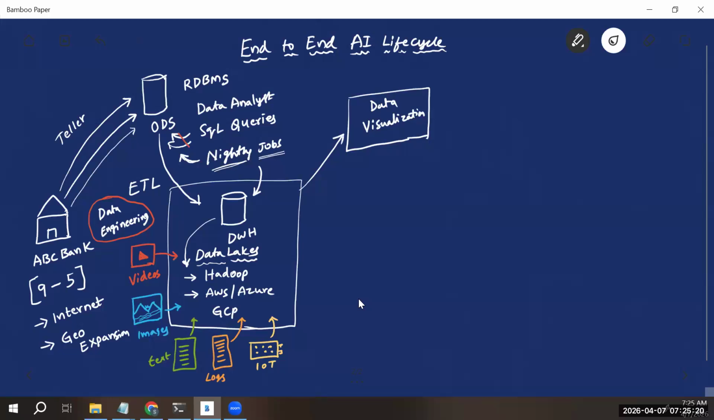Does all this fall under the AI space? Yes, it does. We will understand how the spectrum has changed over time.